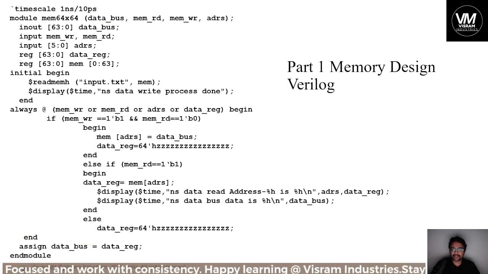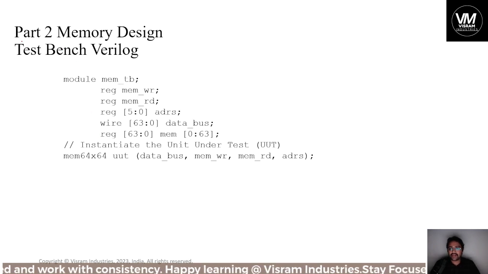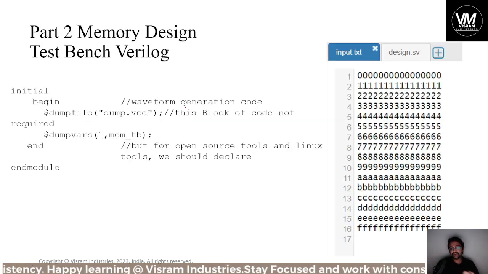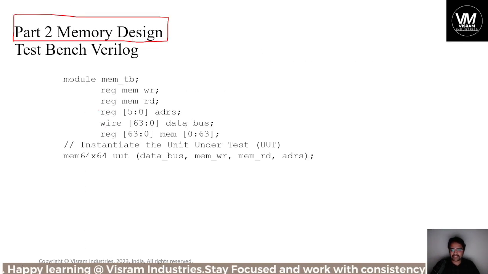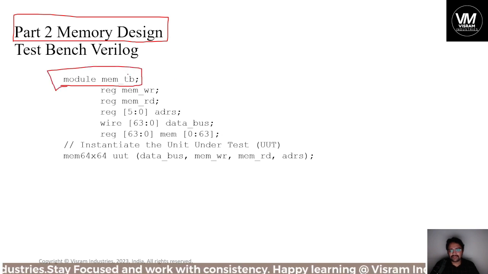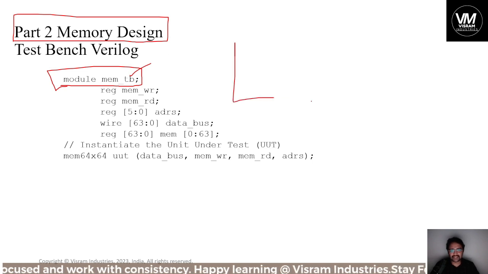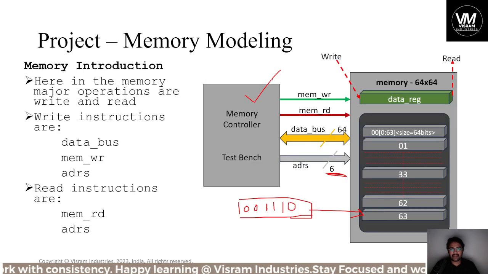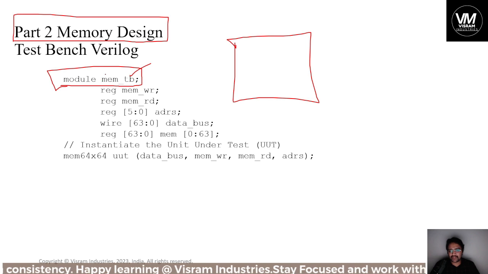Now let us go to the next block. Part 2 of the memory design is the test bench. This test bench has quite a lot of explanation. I want to split it into blocks, but let us consider the first part of the test bench: module mem underscore tb. Quite a good representation of the test bench module. Test bench is a design, like the design. For that test bench design, we have to give a name.